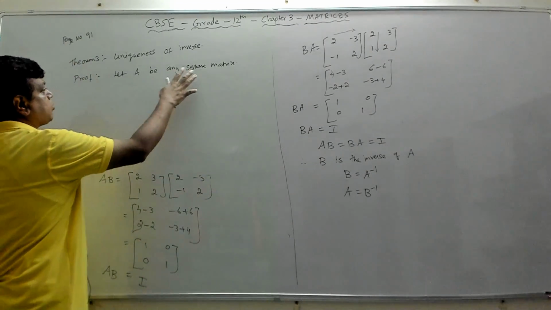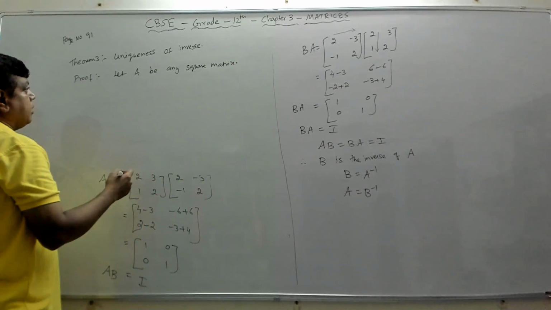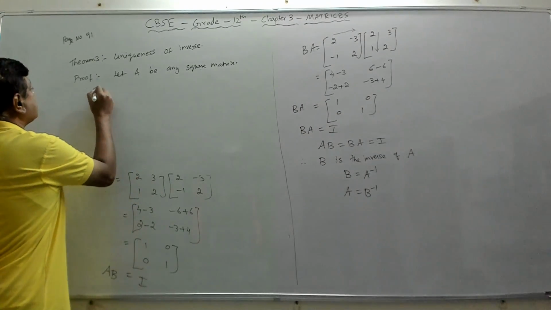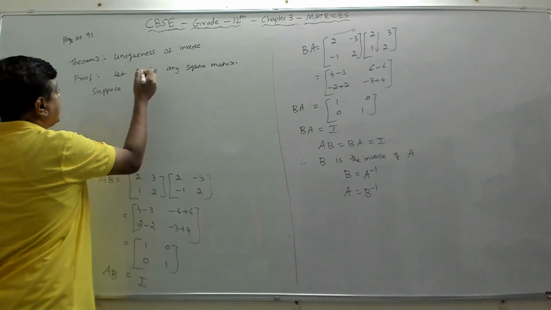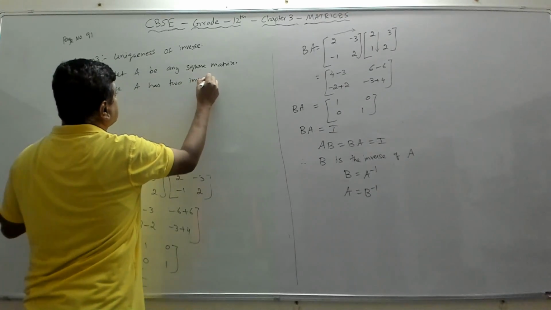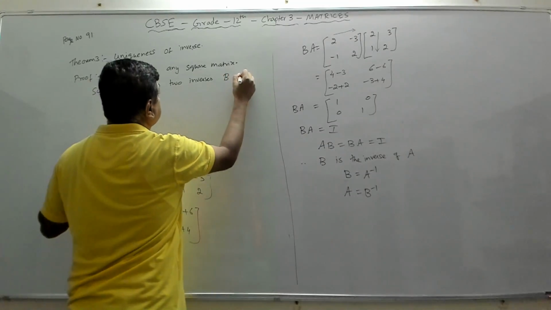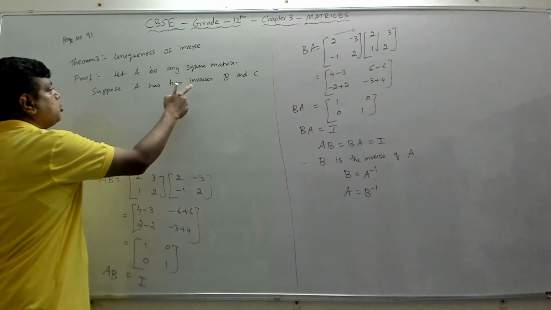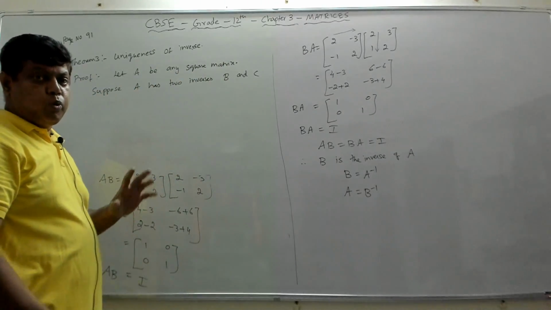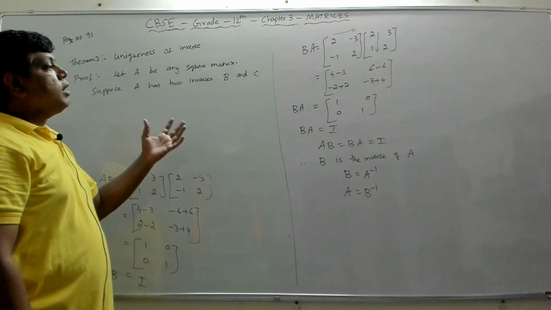Let A be any square matrix. Now we should show that A will have only one inverse. Let's assume that suppose A has two inverses, called B and C. Suppose A has two inverses B and C, which means B is the inverse of A and C is also the inverse of A. We are going to prove that A has only one inverse. So for that we will assume that A has two inverses.